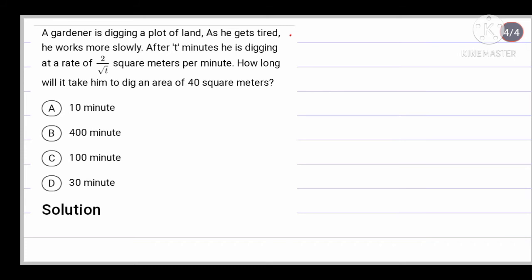Here we need to find area. Here also we need to find area. So how long will it take to dig an area of 40 square meters? Meaning what? Here area is given to you. We just have to find the value of t. Here we don't have to find area. Here we have to find the value of t, because area is given to you.